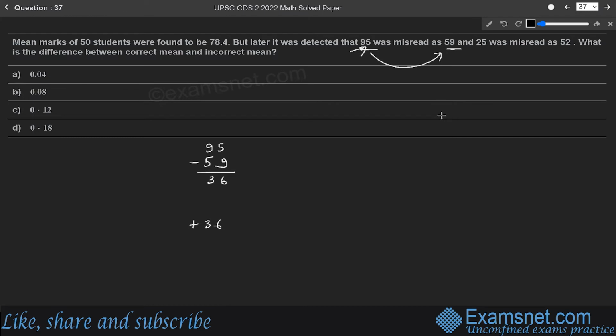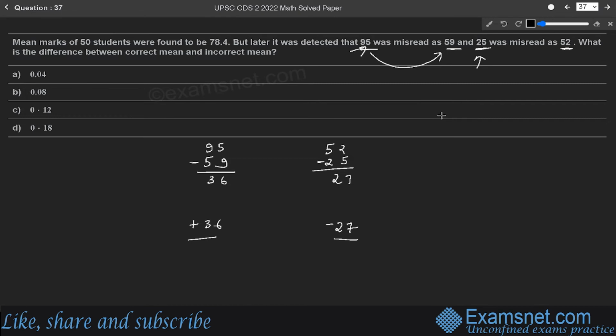Similarly, 25 was misread as 52. So the difference here is 52 minus 25, which will be 27. Since 25 was misread as 52, here we have to subtract 27 to get the balance. Or we can say we have to subtract 27 from 52 to get the correct number, which is 25. So you can see that this is plus 36 and this is minus 27.